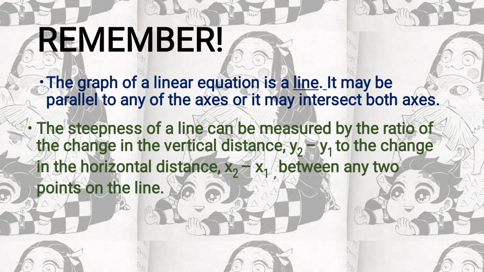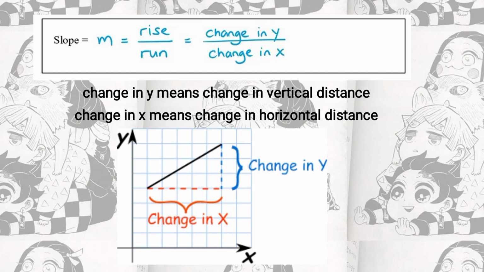Let's put it on an equation. So the symbol for slope is m, so the ratio of rise and run. When you say rise, it refers to the vertical change in y, and when you say run, it refers to the horizontal change in x, as you see on the graph below.